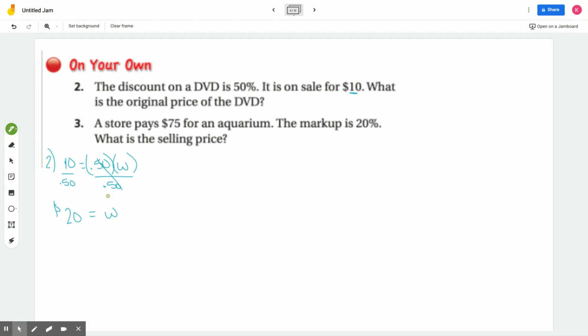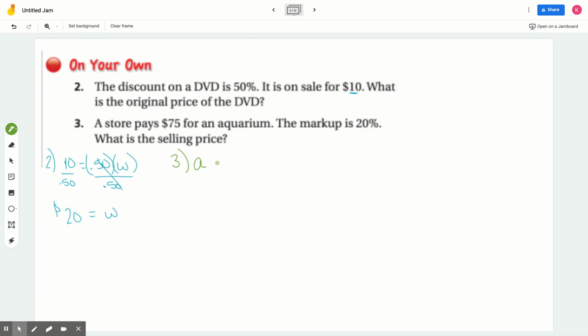Let's take a look at number 3. A store pays $75 for an aquarium. The markup is 20%. What is the selling price? So again, we could do this in 2 similar methods as number 1. So the first method is to use the percent we're given.